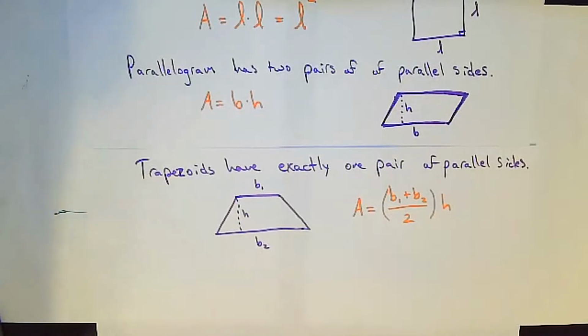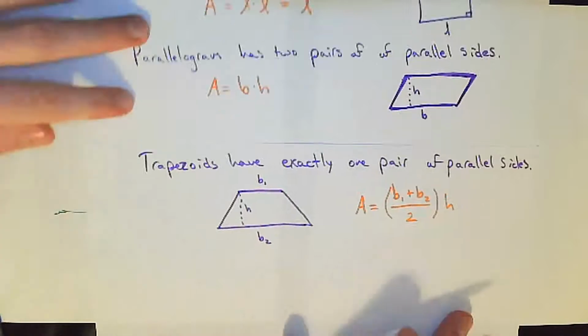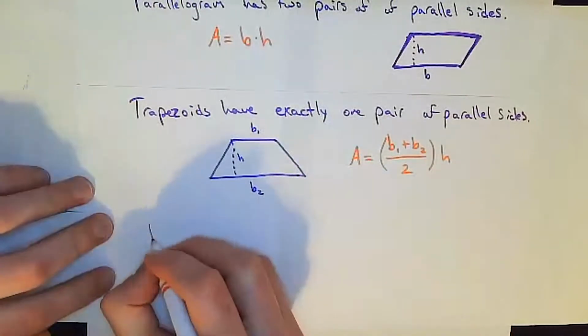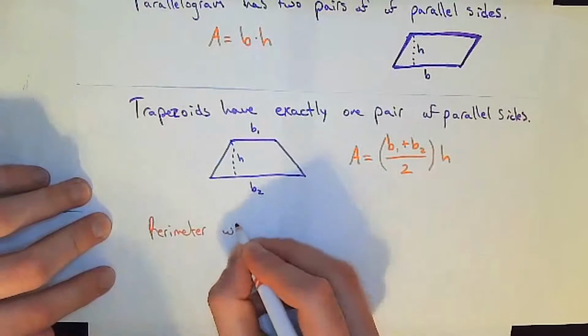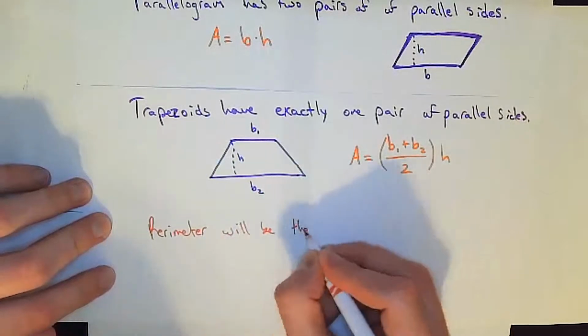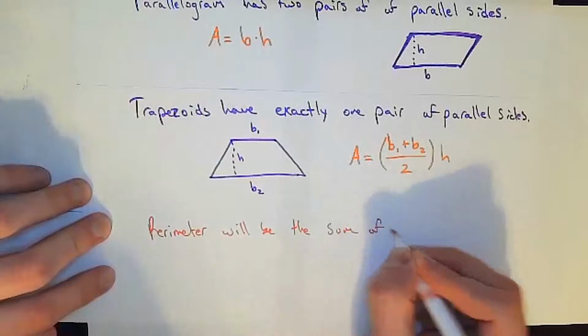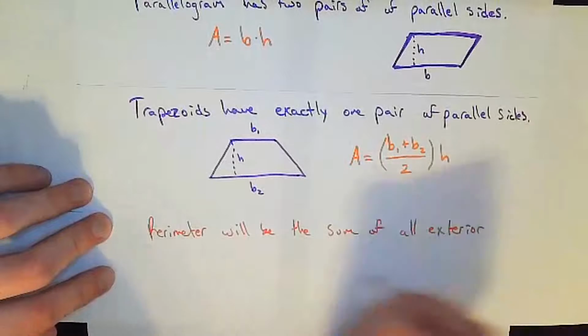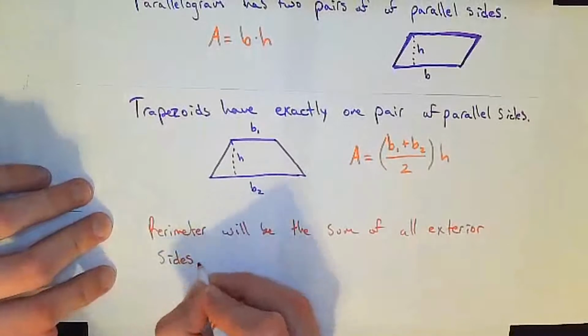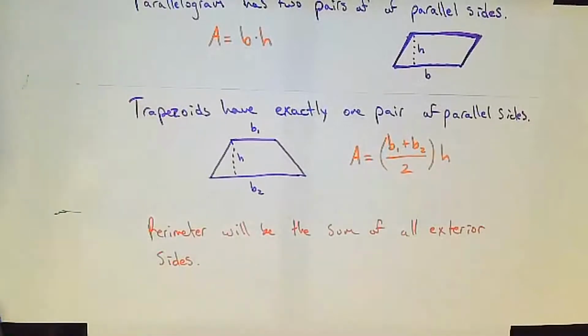We're going to run some examples with all of these. Let me make a note here about perimeter for these shapes. Perimeter will be the sum of all exterior sides. Okay, so no need for formulas there. Just add up all the sides on the outside.